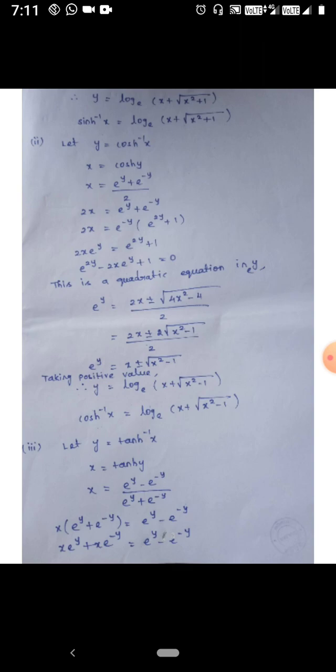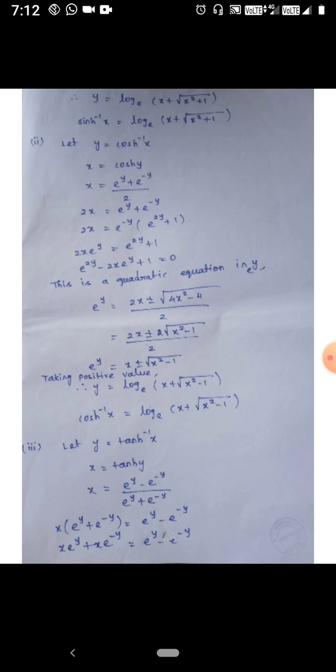We solve for e power y by using the formula method, and we get two values for the exponential function. By taking only the one positive value, because the exponential function is always positive, we get e power y equals x plus root of x square minus 1. By taking log on both sides, we finally get y as log base e of x plus root of x square minus 1. Again replacing y by cosh inverse of x, we get cosh inverse of x equals log base e of x plus root of x square minus 1.